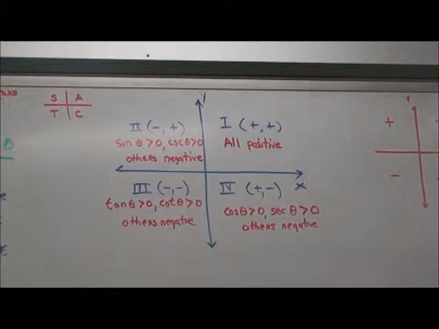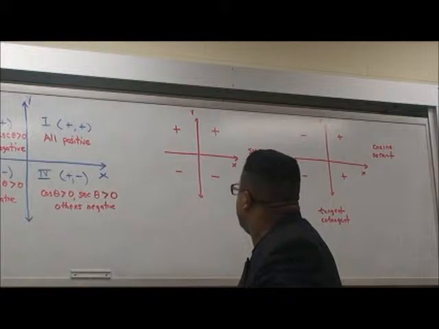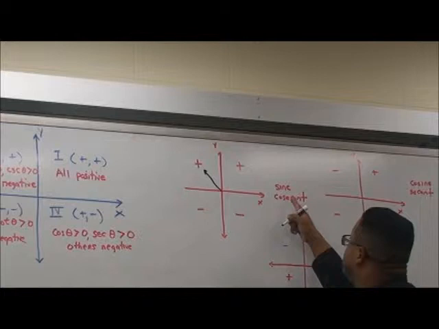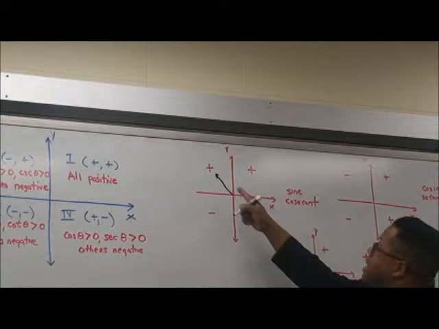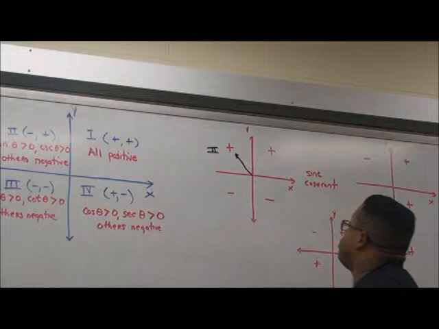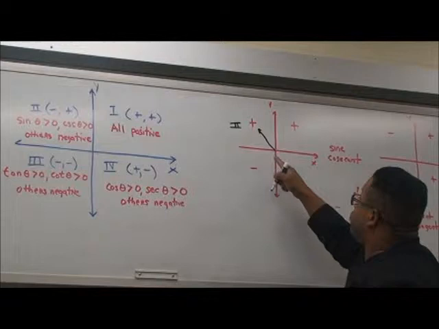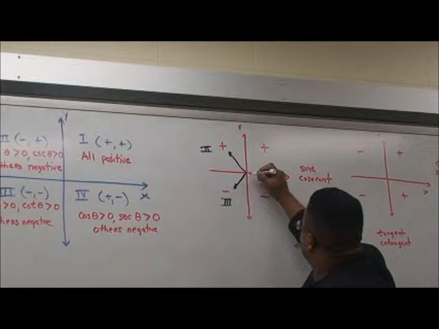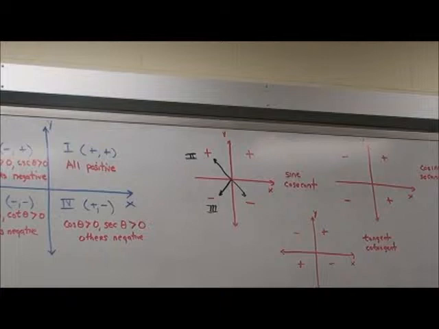And so if you have an angle, let's say this was an angle here in the second quadrant, we see that if this was a sine or cosecant angle in the second quadrant, then these would be positive. And of course, all the rest would be negative. Now, sine and cosecant, if this was in the third quadrant, we see that sine and cosecant will be negative. Also in the fourth quadrant, sine and cosecant will also be negative.